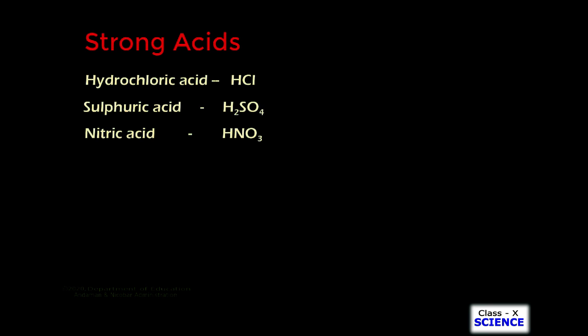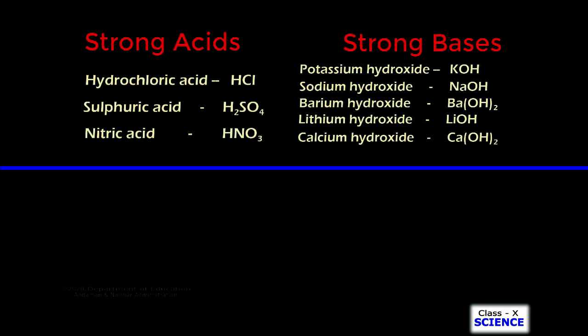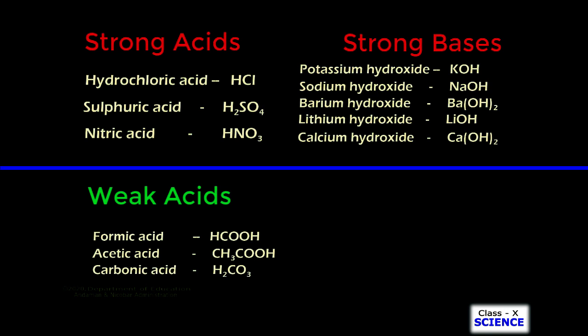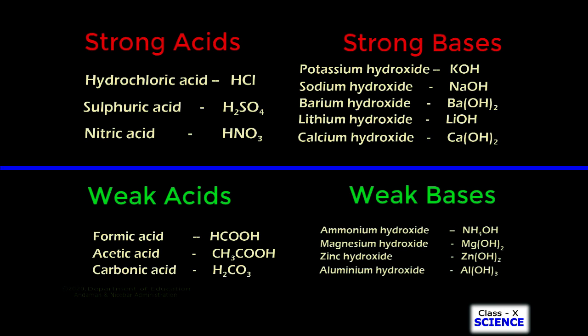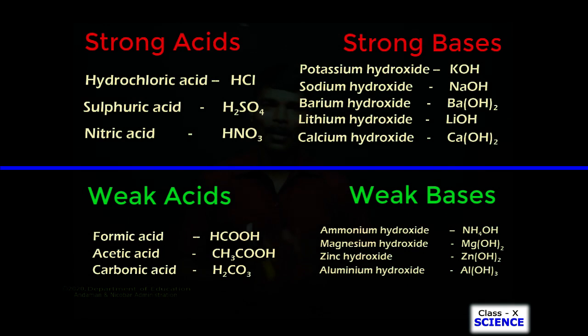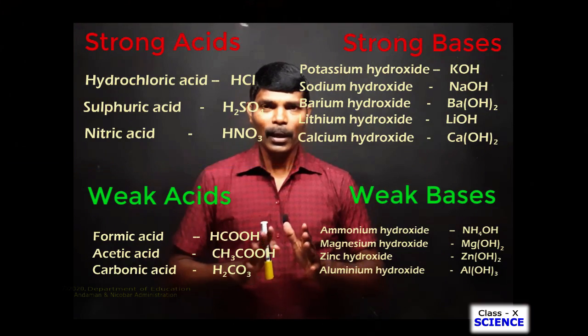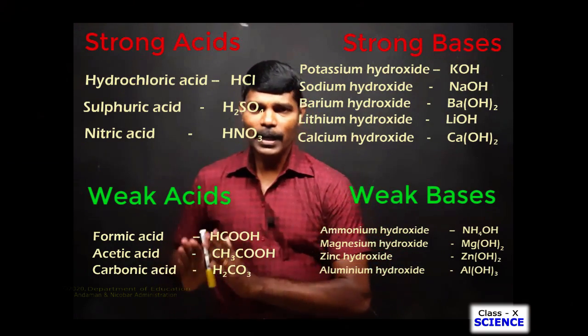Dear students, look at the screen here. Hydrochloric acid, sulfuric acid and nitric acid are considered to be strong acids. Always keep in mind that these acids are available in the lab; all these laboratory acids are classified as strong acids. Potassium hydroxide, sodium hydroxide, barium hydroxide, lithium hydroxide and calcium hydroxide are the strong bases. When we talk about weak acids and weak bases, formic acid, acetic acid and oxalic acid are classified as weak acids, whereas ammonium hydroxide, aluminum hydroxide, magnesium hydroxide and zinc hydroxide are considered weak bases. So now you are much clearer about strong acids, strong bases, weak acids and weak bases.